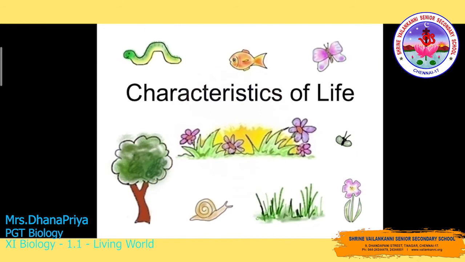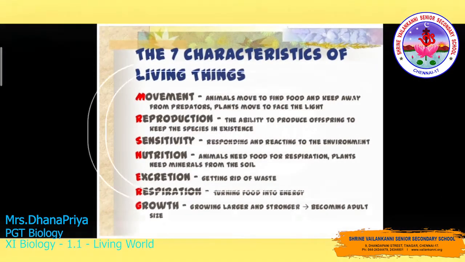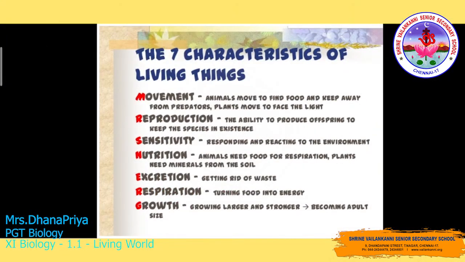So the characteristics of life. We studied what is life. So what are all the characters that we are going to follow in life? Let us see one by one. There are 7 characteristics of living things. They are movement, reproduction, sensitivity, nutrition, excretion, respiration, growth. Now we see each one by one.